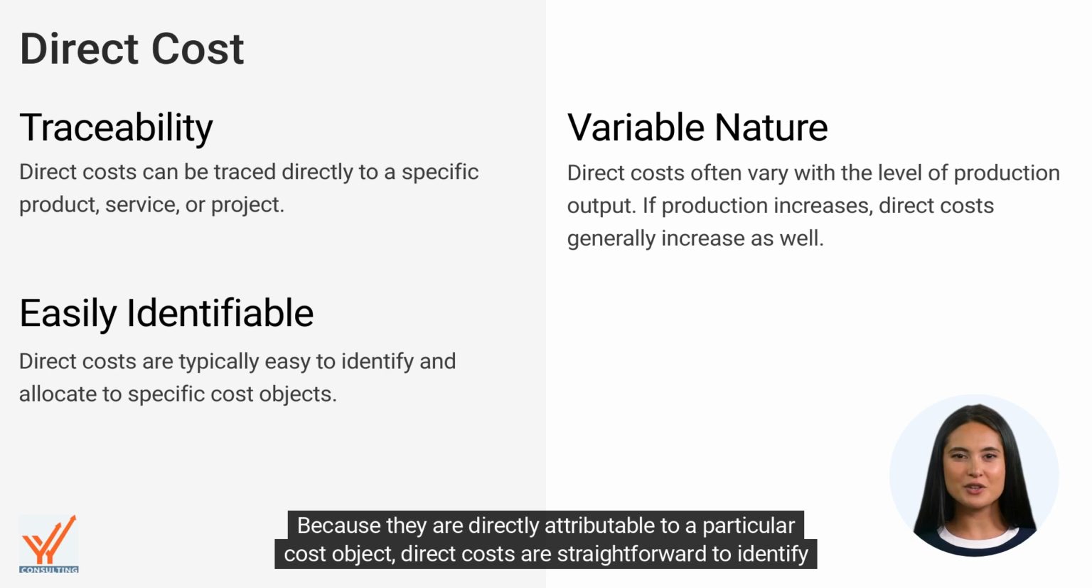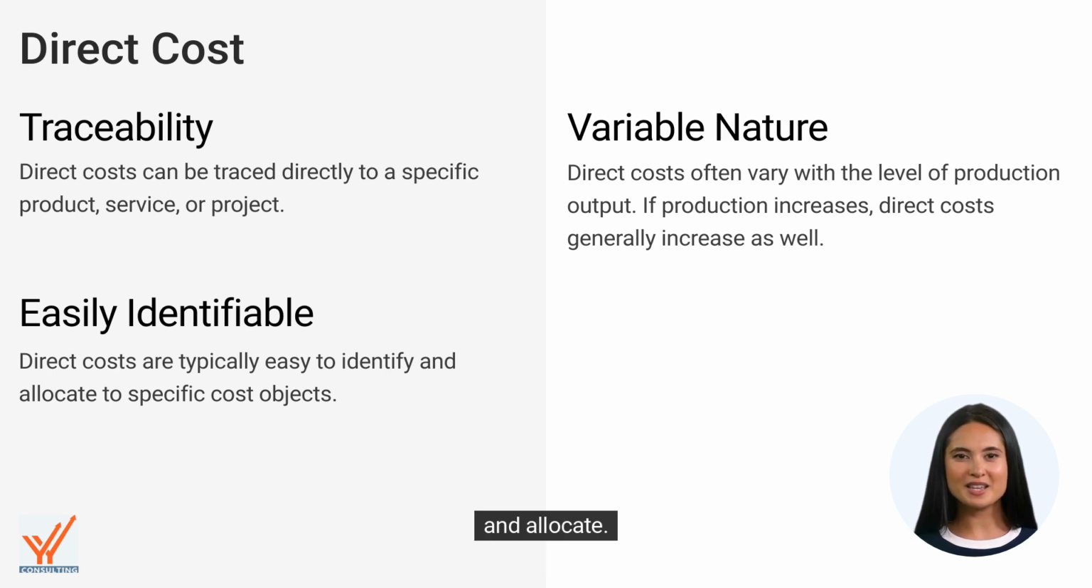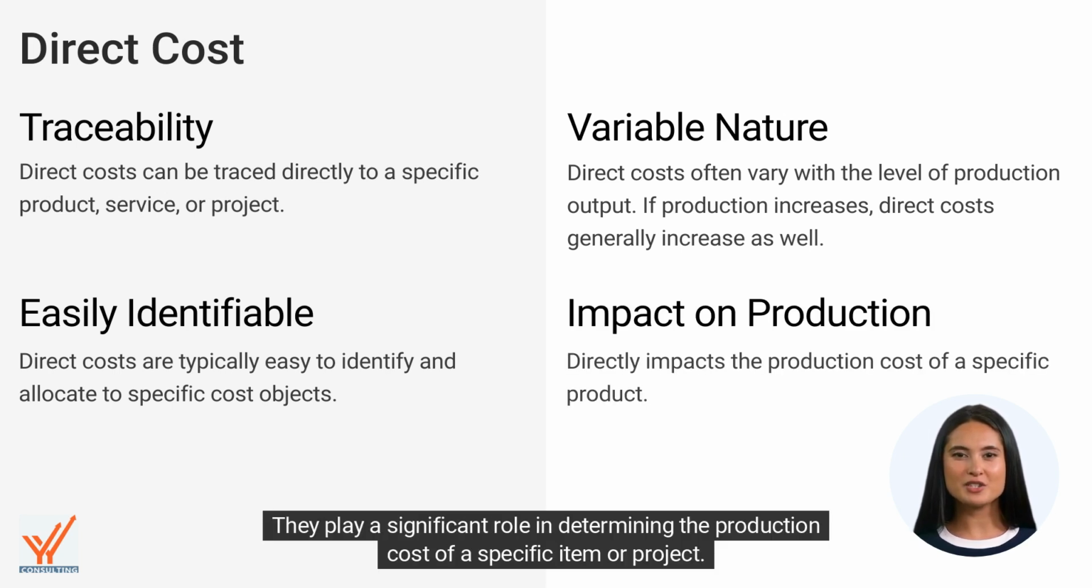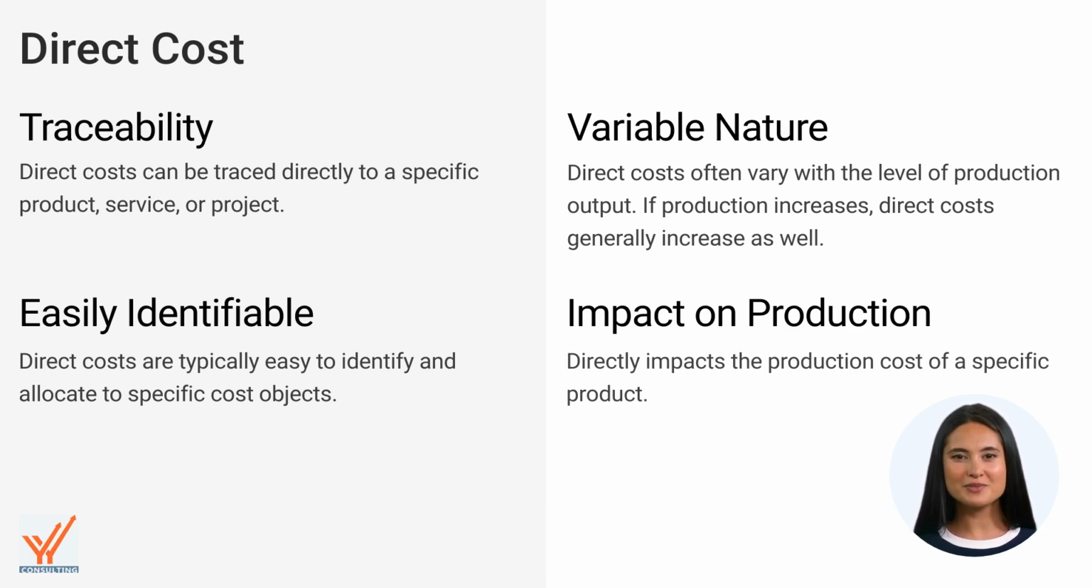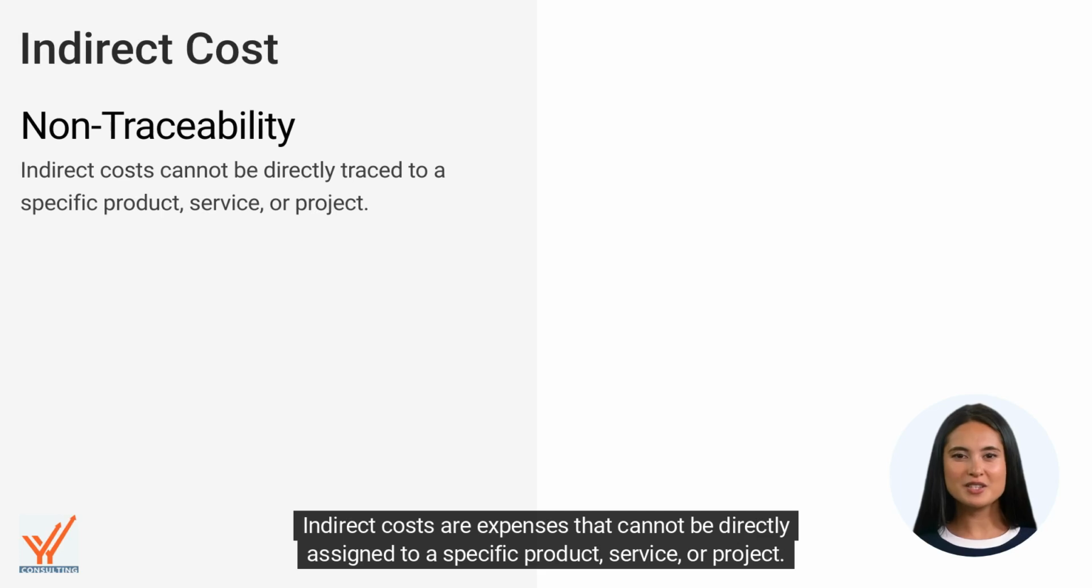Direct costs are straightforward to identify and allocate. They play a significant role in determining the production cost of a specific item or project. Indirect costs are expenses that cannot be directly assigned to a specific product, service, or project.